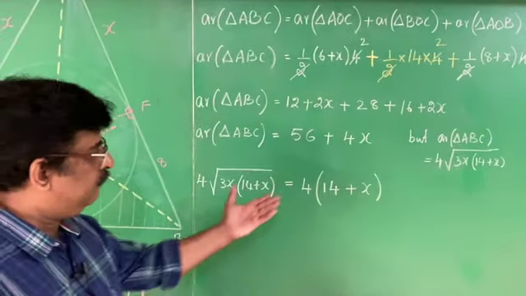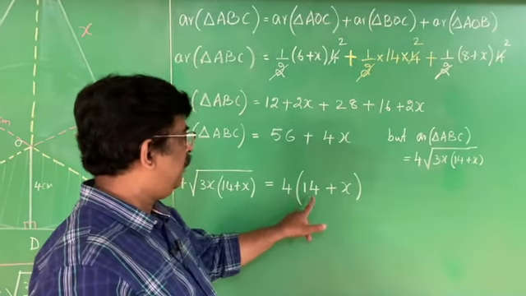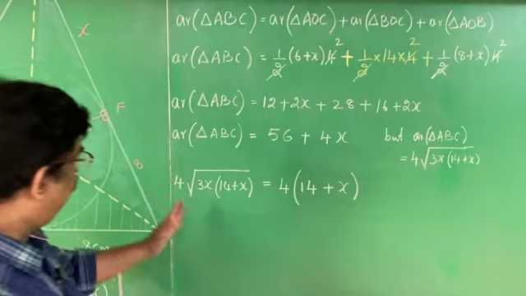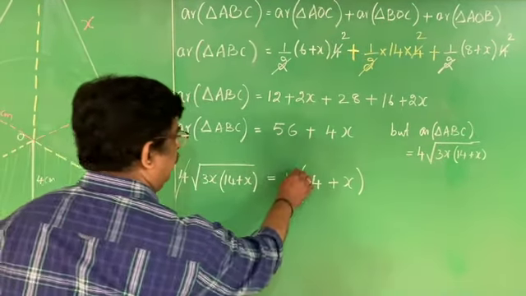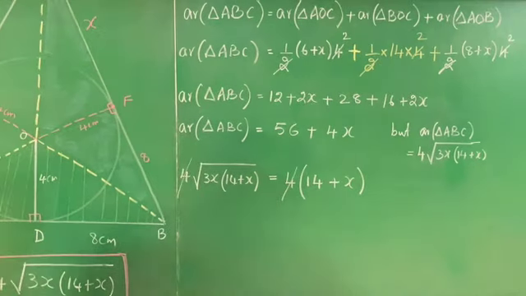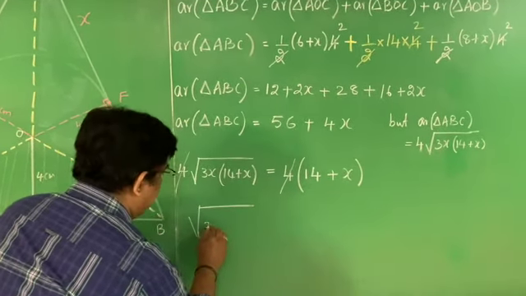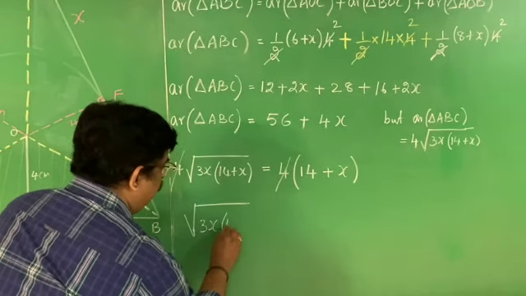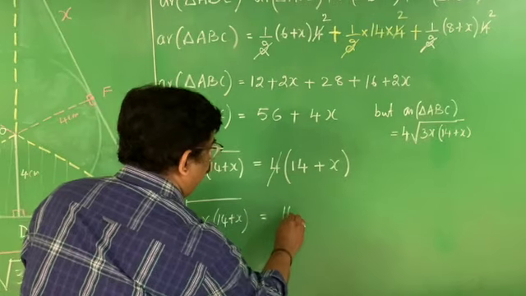4 of 14 plus 6. 56 plus 4x can be written as 4 of 14 plus 6. Now both sides 4 is there. Eliminate. Then it becomes root 3x of 14 plus x is equal to 14 plus x.